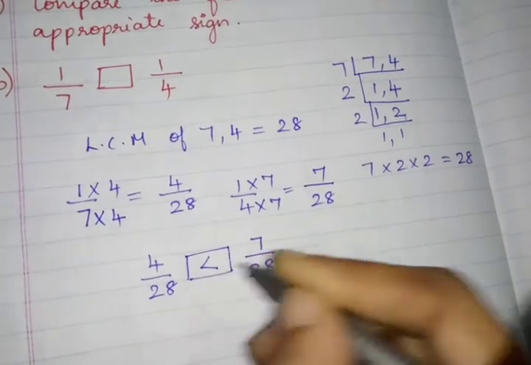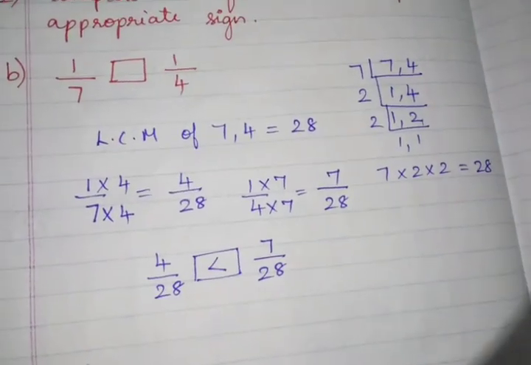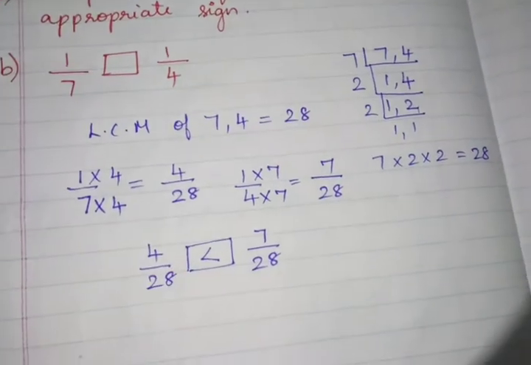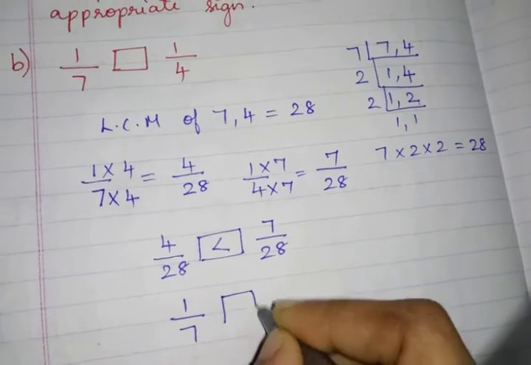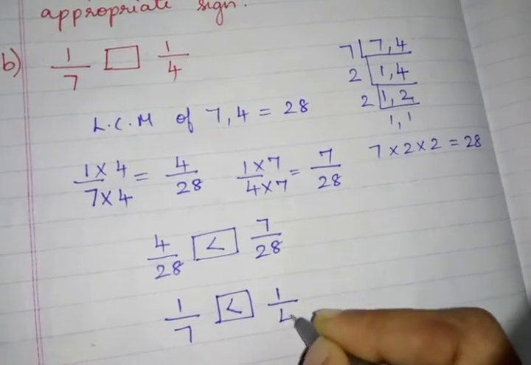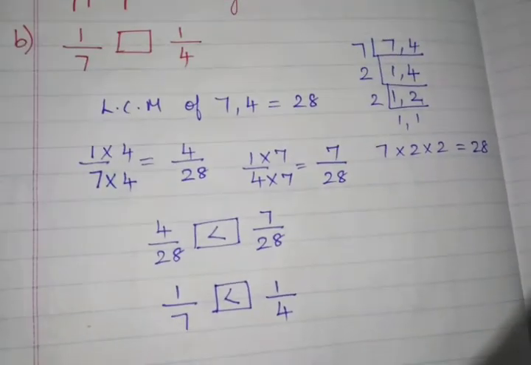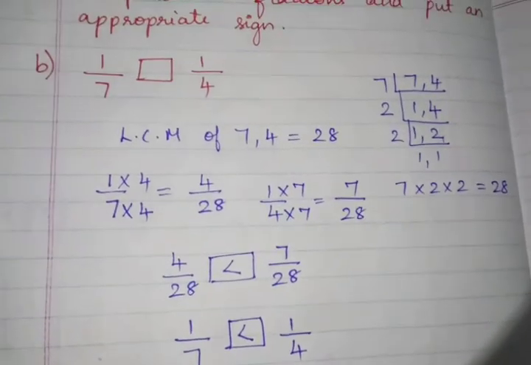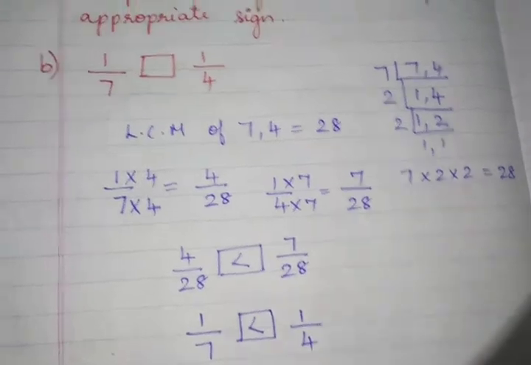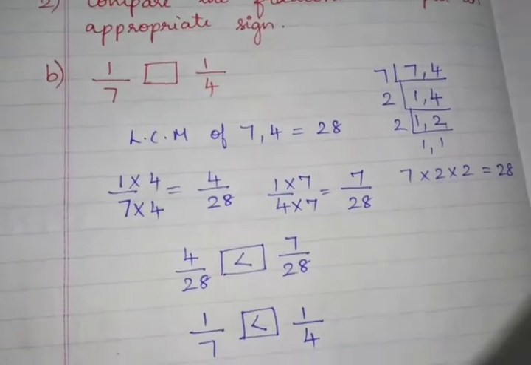So obviously 7 by 28 is greater than 4 by 28. Okay, so what will we say? 1 by 7 is less than 1 by 4. This is how you have to make both the denominators the same and then compare.